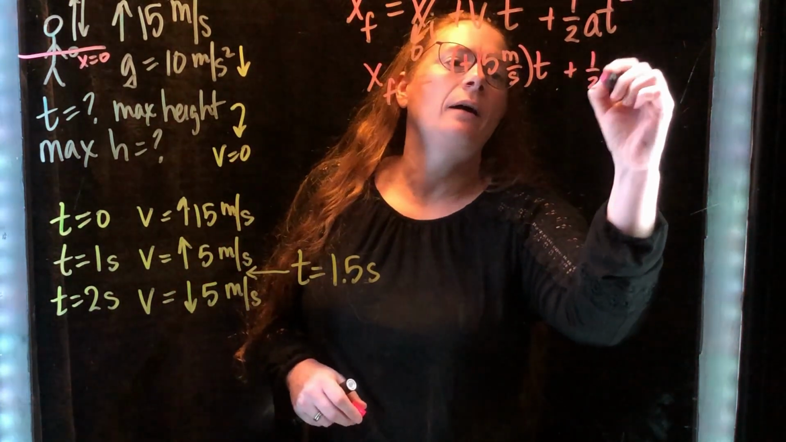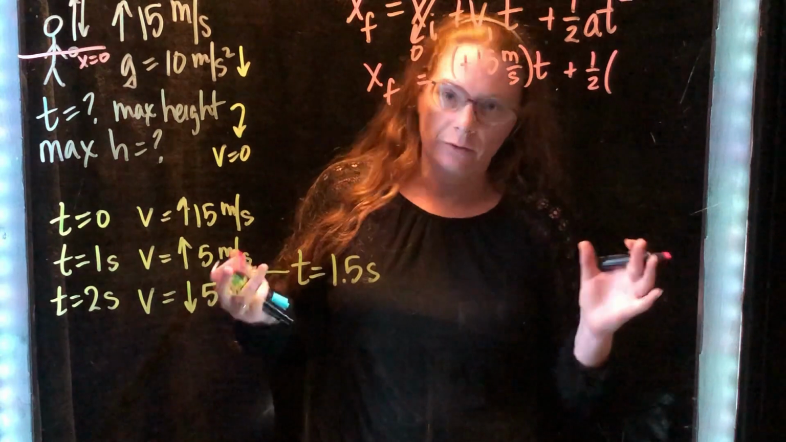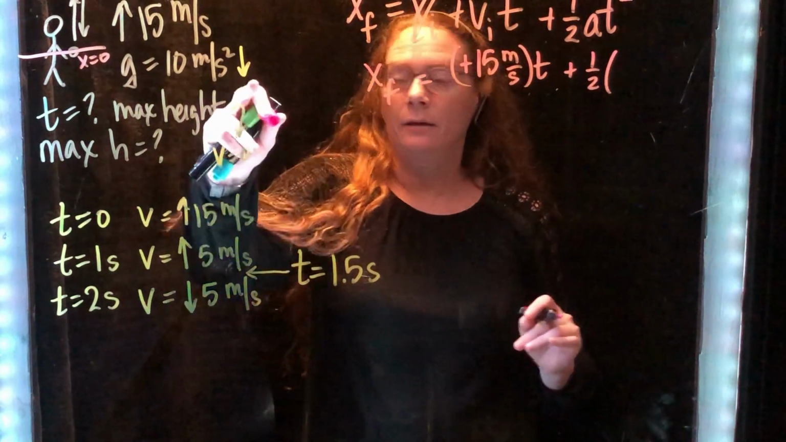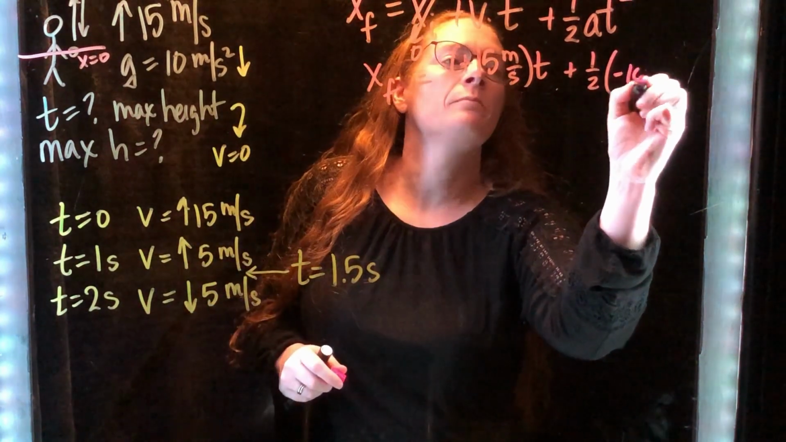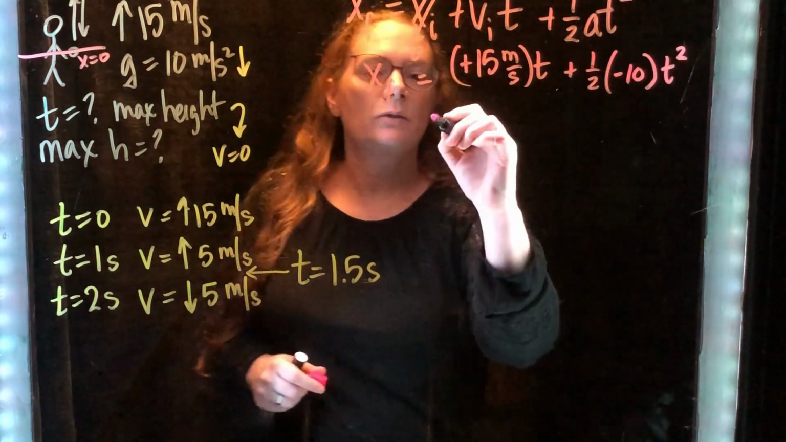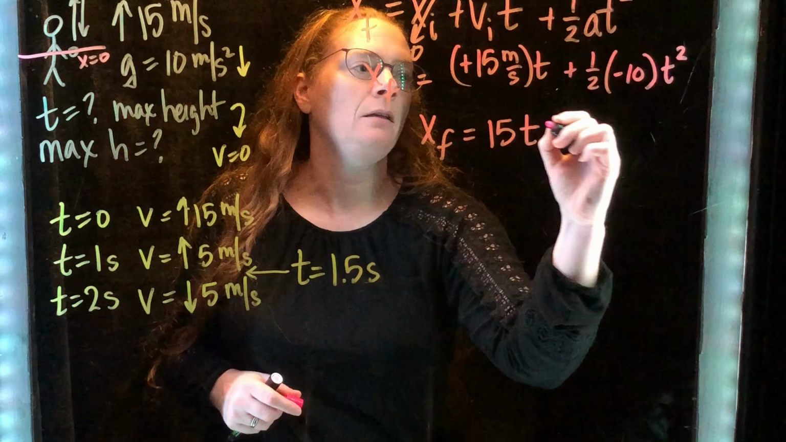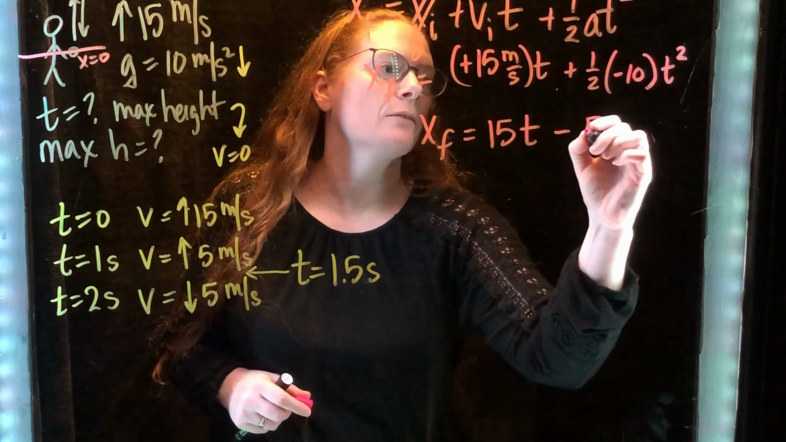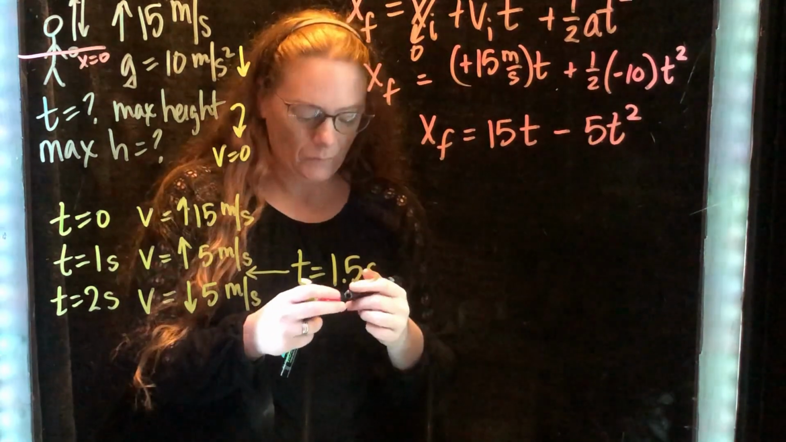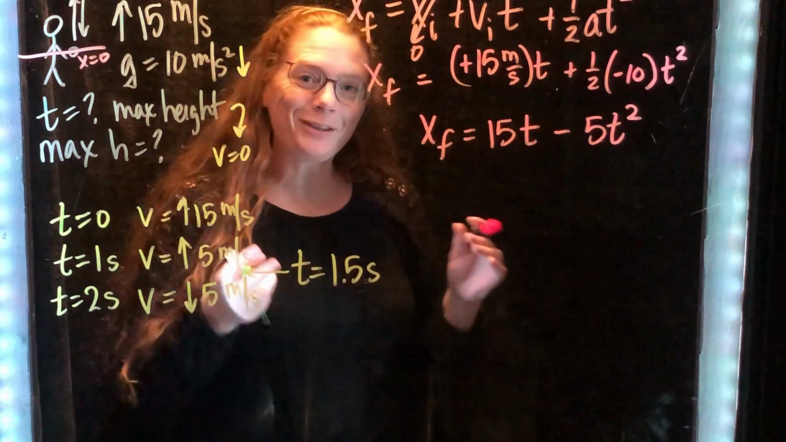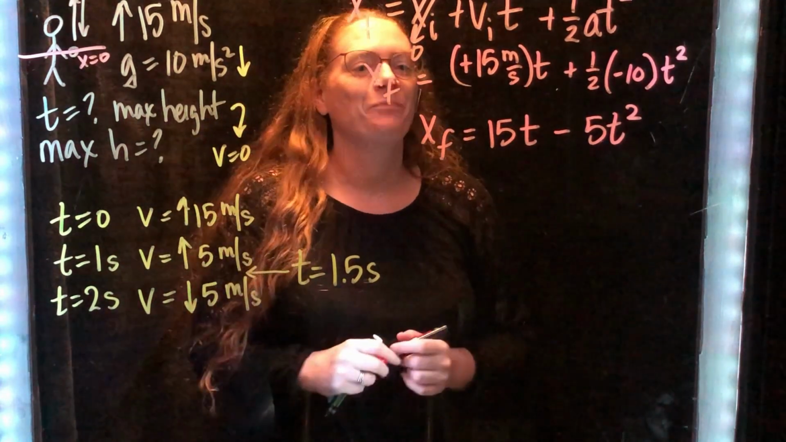And 1/2, my acceleration is 10, we're just using that as a rounding. But again, downward, -10 t squared. So my final position ends up being 15t minus 5t squared. Don't grab your calculator, see if you can do it without the calculator.